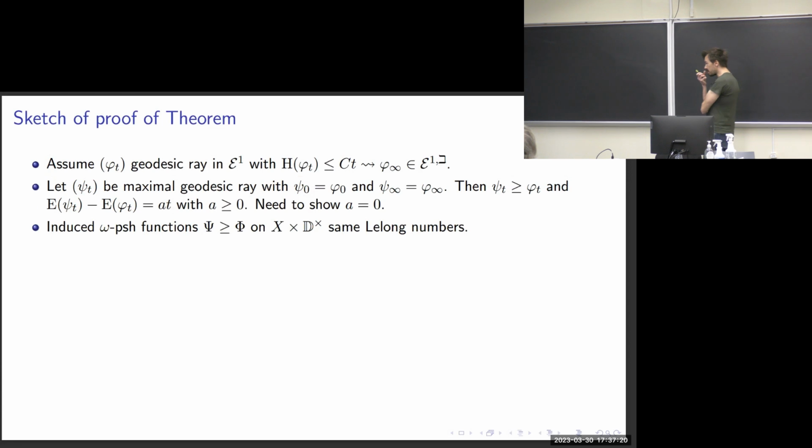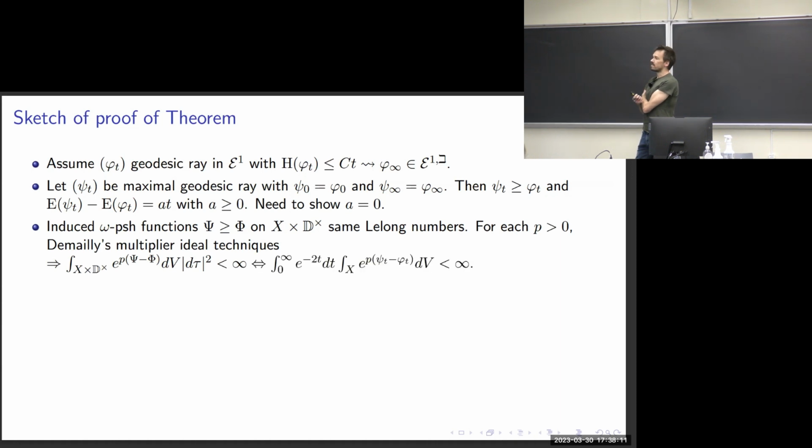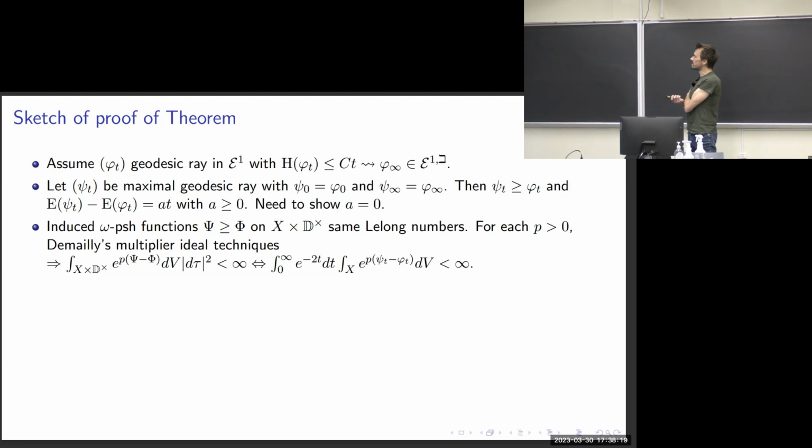So you look at the corresponding PSH functions on X times the punctured disk, and the information you've got is that they have the same Lelong numbers. That's what it means that they share the same non-Archimedean data, psi infinity equal phi infinity. That means those functions have the same singularities as far as Lelong numbers are concerned. And that gives you some exponential integrability property, thanks again to Demailly's work and multiplier ideals and so on. Under those circumstances, the exponential of psi minus phi is in L^p for any finite p. You get some integrability condition like that, and you can rewrite it in terms of the rays by passing to polar coordinates. So you have this integrability condition that is satisfied for any p.